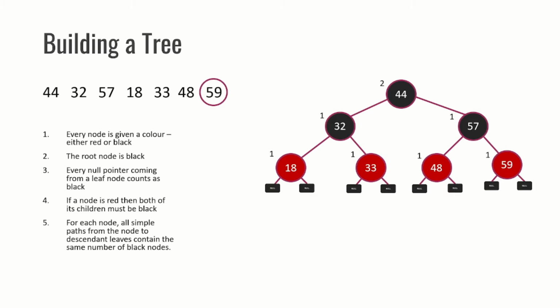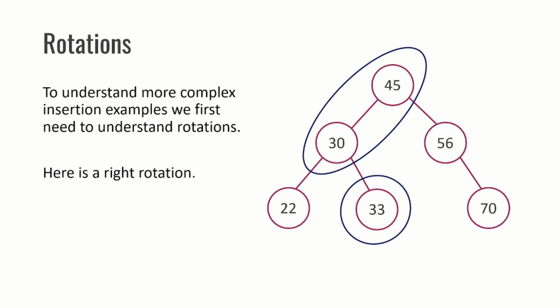So let's have a look at some examples of rotations. This is going to be a right rotation. So we're going to rotate around number 45 there. 30 is going to take the place of 45. Everything's going to be shunted down to the right. And then the other node, 33, which is circled, is going to become the left child of 45. That's that rotation completed.